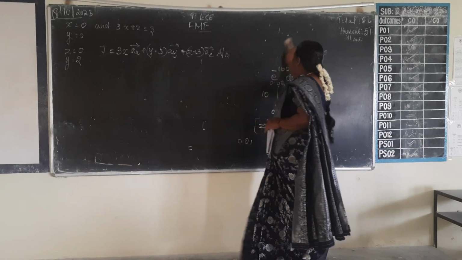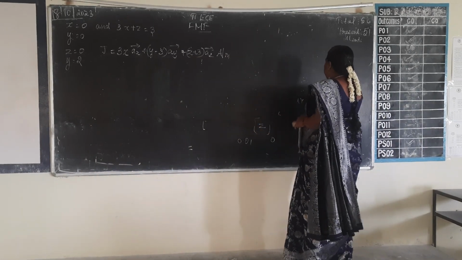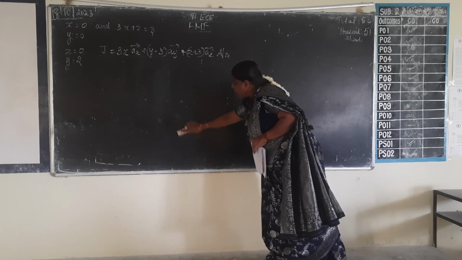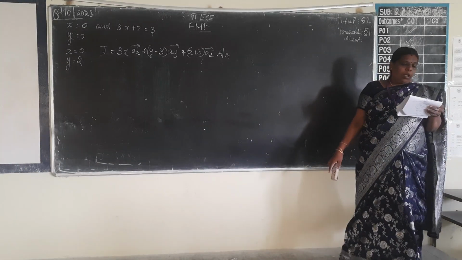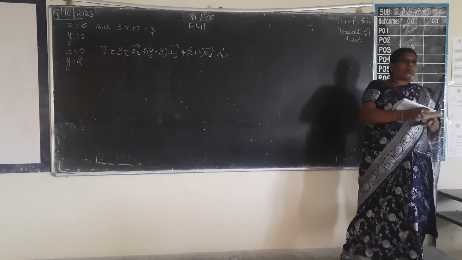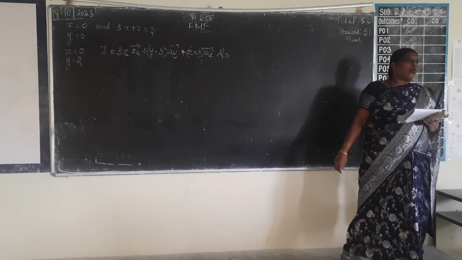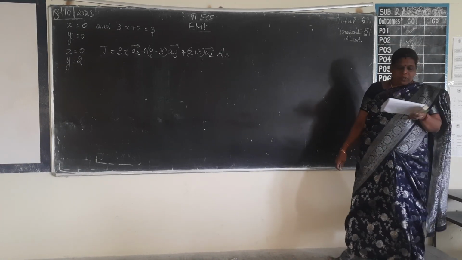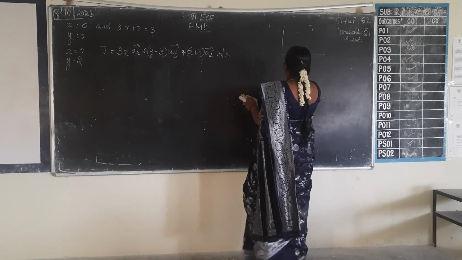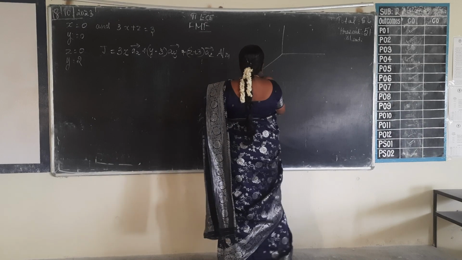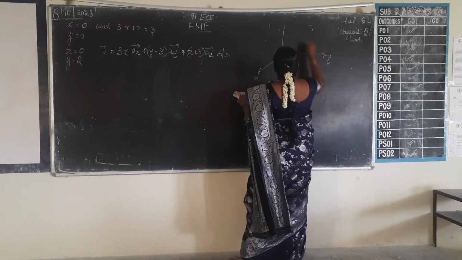Flowing out. Find the total current flowing out of the surface of the box. So the diagram is given. It is bounded by 5 planes, no?